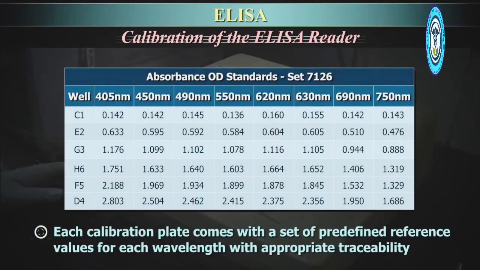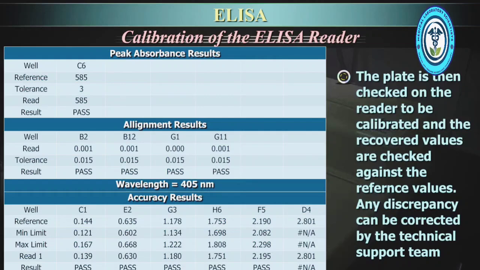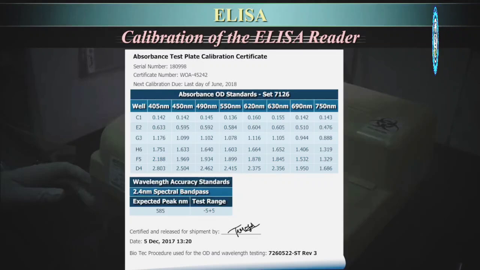Each calibration plate comes with a set of predefined reference values for each wavelength with appropriate traceability. The plate is then checked on the reader to be calibrated, and the recovered values are checked against the reference values. Any discrepancy can be corrected by the technical support team. It is essential to get a certificate of calibration as shown in this picture. This also will show the next due calibration date.